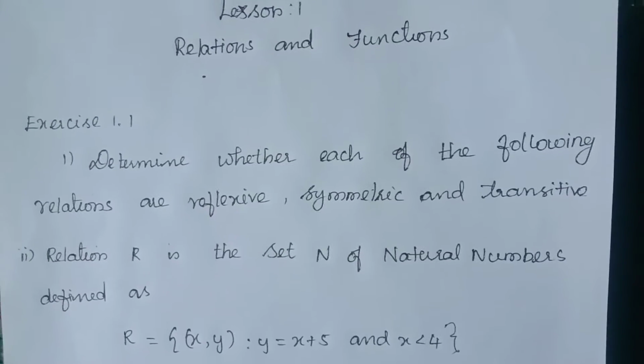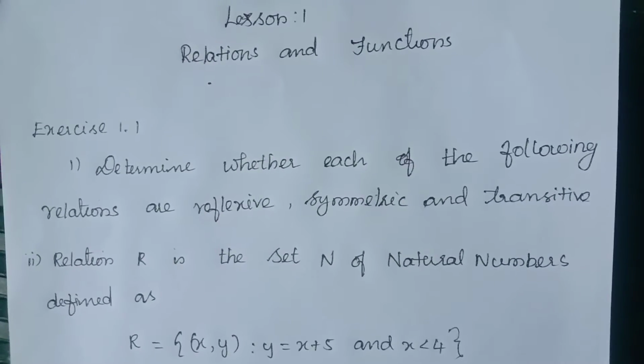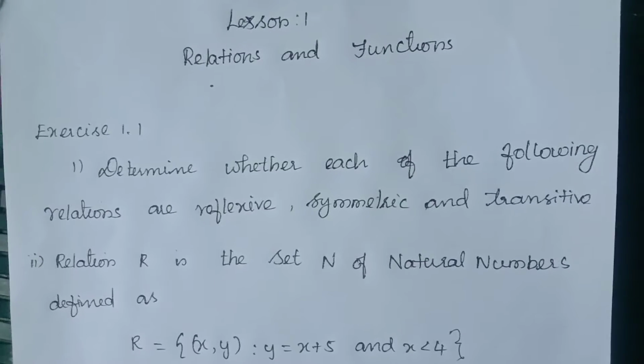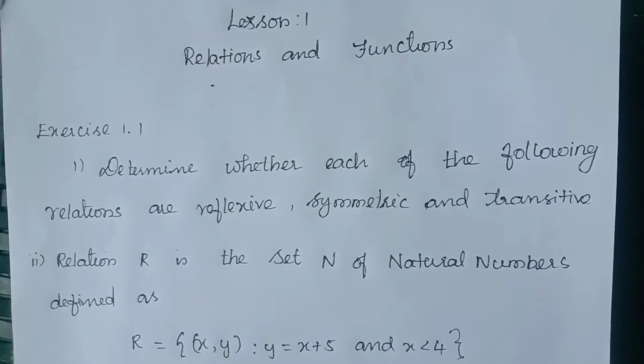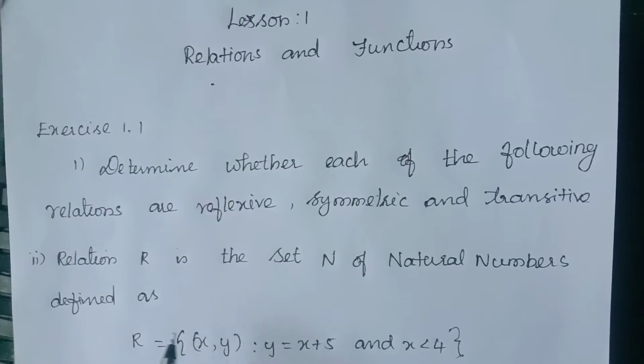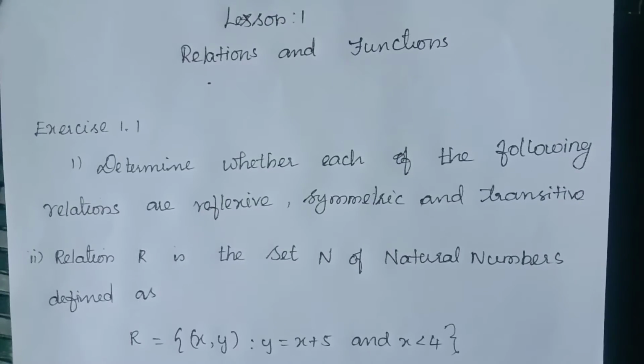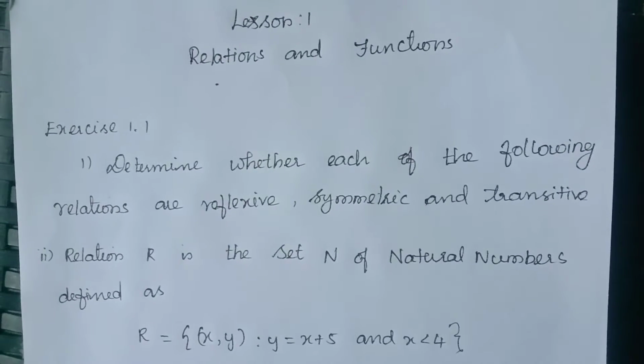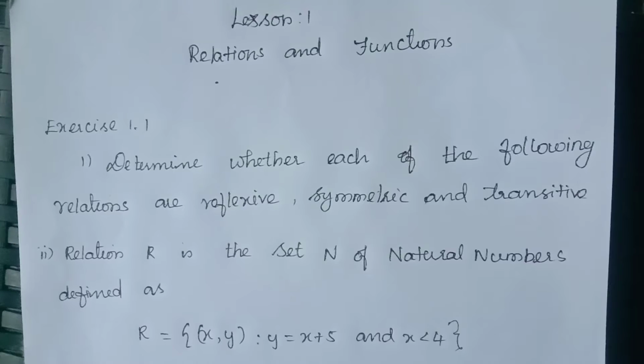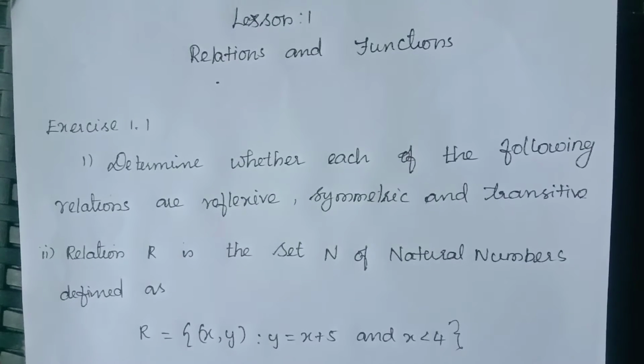Today we are going to learn about lesson 1, relations and functions, exercise 1.1, first question, second part and third part. First part I have already explained. Now we are going to learn the second and third. Determine whether each of the following relations is reflexive, symmetric and transitive. The relation R in the set N of natural numbers is defined as R = {(x, y): y = x + 5 and x < 4}.